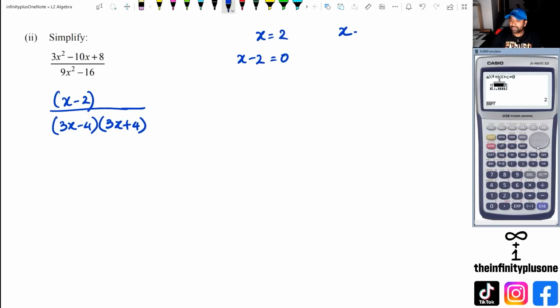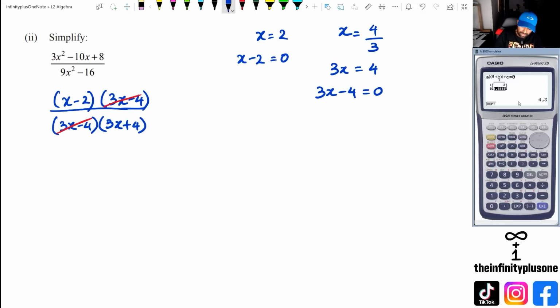And then for my second factor, the second solution, sorry, is actually 4 over 3. So if that's 4 over 3, I cross-multiply the 3 first. I'm going to get 3x is equal to 4. Rearrange it: 3x minus 4 is equal to 0. So I can go back here. 3x minus 4. And as you can see, one of those factors, 3x minus 4, cancels out. And I'm left with x minus 2 and 3x plus 4.